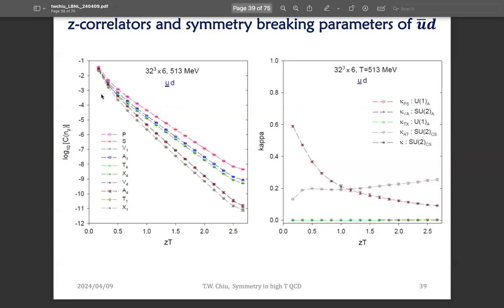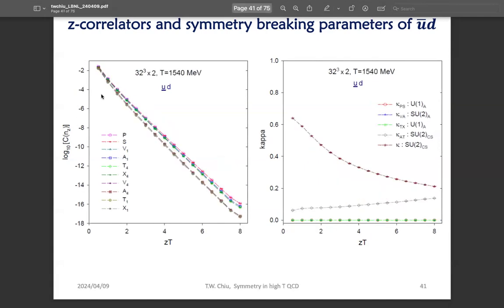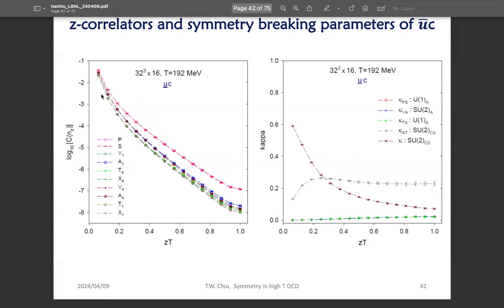As the temperature gets higher, it further degenerates. So this is the UD sector. Now go to UC, the heavy and light sector. You can see the degeneracy here is even higher than in the case of the UD.